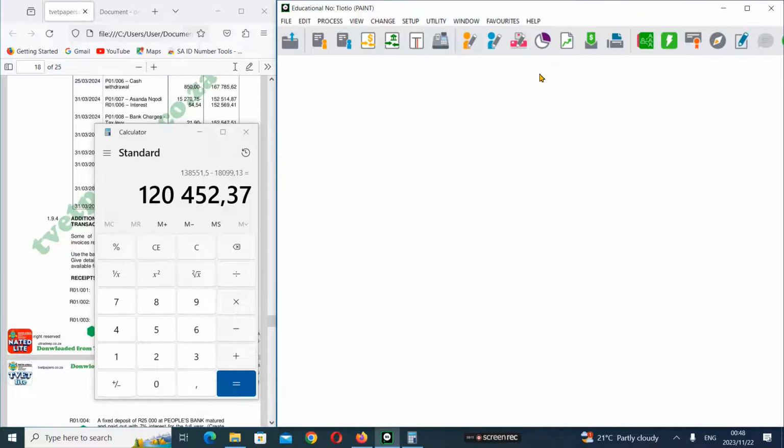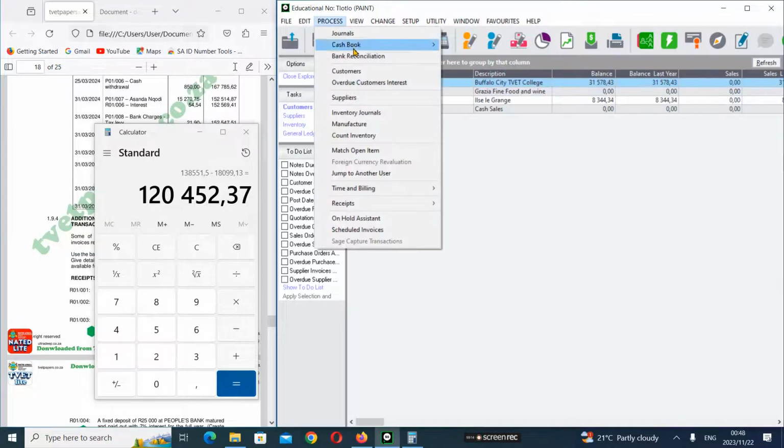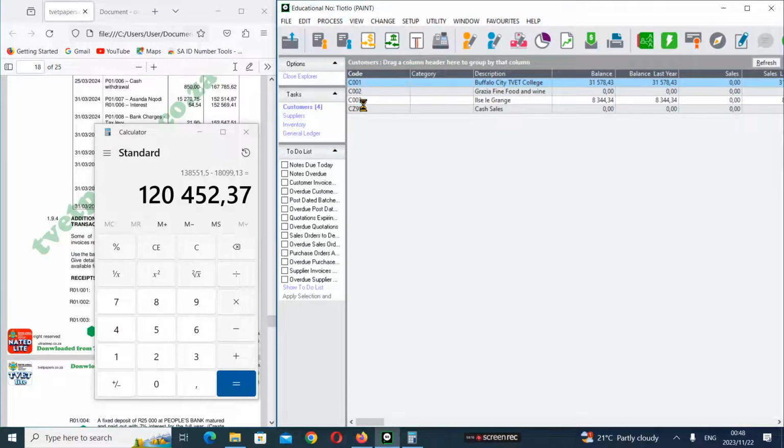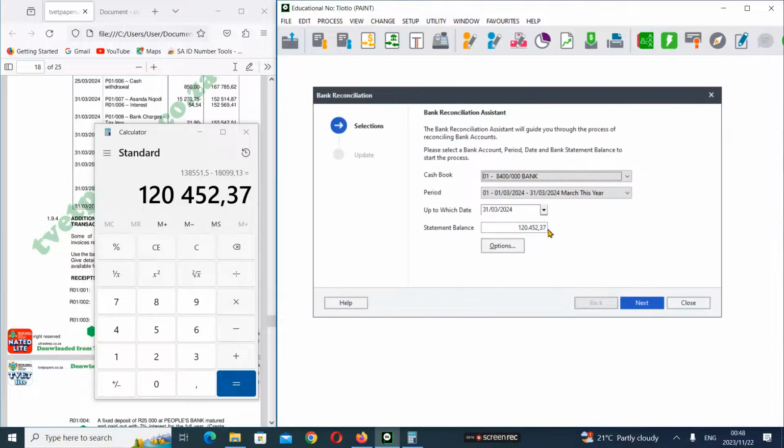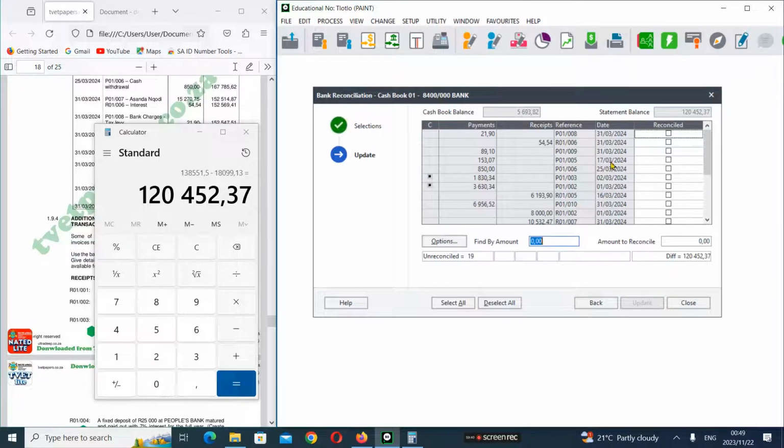So this is the amount you take, and then you say process, and then bank reconciliation. I'm doing this roughly fast. You will write this amount here, which is 120,452,37. And then you will say next, and then we will have all these, and then all you need to do is tick everything.